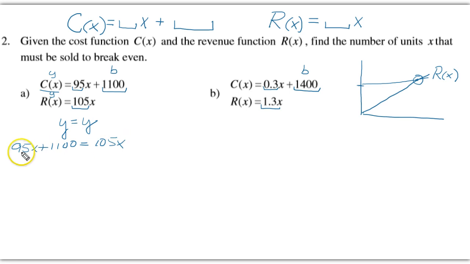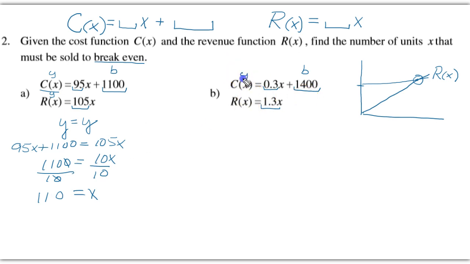So now to solve for x, we're going to subtract 95x from both sides, and this gives us 10x equals 1100. We're now going to divide both sides by 10, and we get x equals 110. So if we sell 110 units, we're going to break even. If we sell 111, we make a profit. And the same thing applies here.